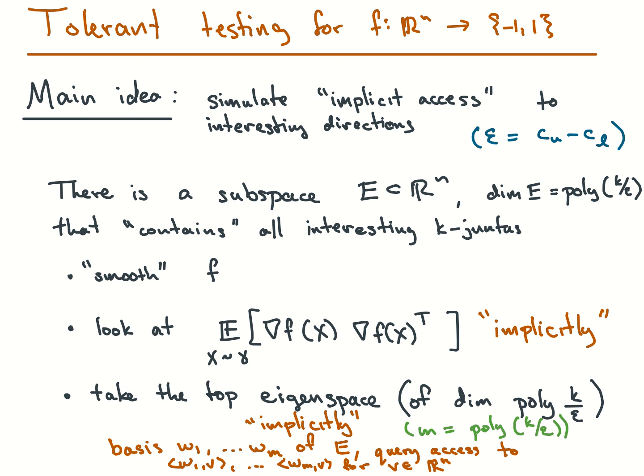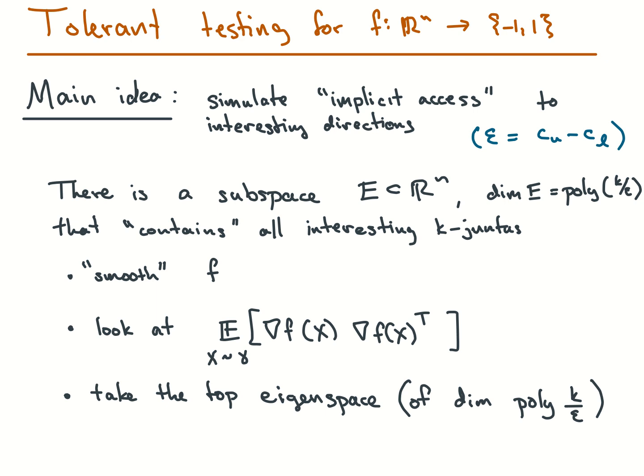I'll say the same thing in a different way because I think it is the main takeaway of this talk. There is some mysterious subspace E of dimension m, which is poly in k over epsilon. And although we cannot write down a basis for this subspace in Rn, we are able to nevertheless navigate it using some sort of implicit coordinate system that we have oracle access or query access to.